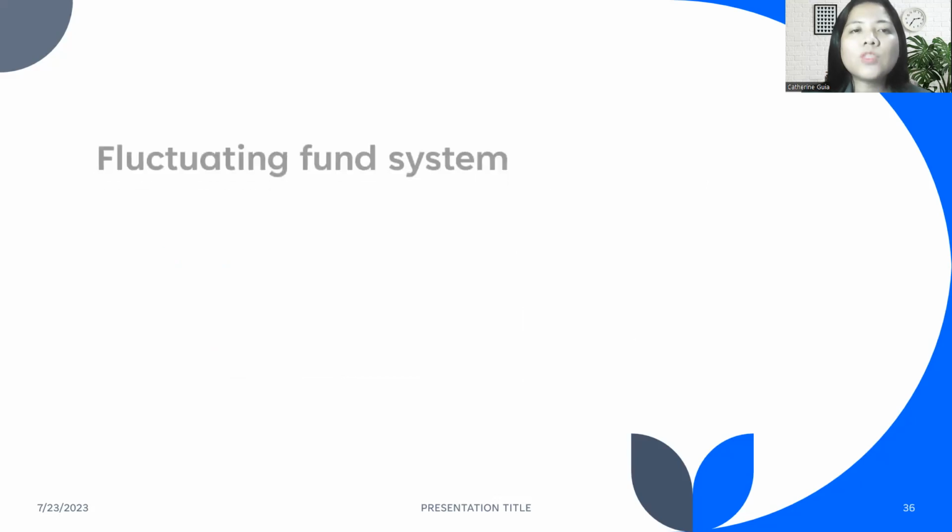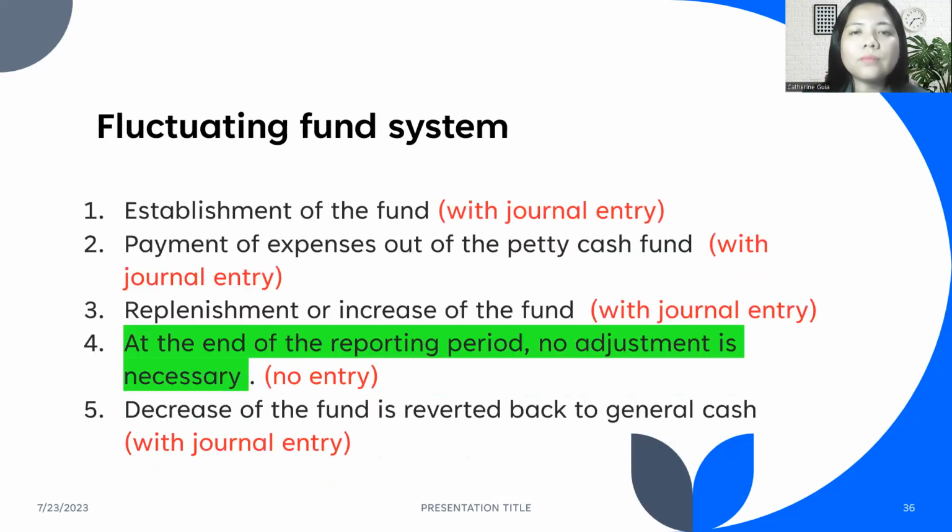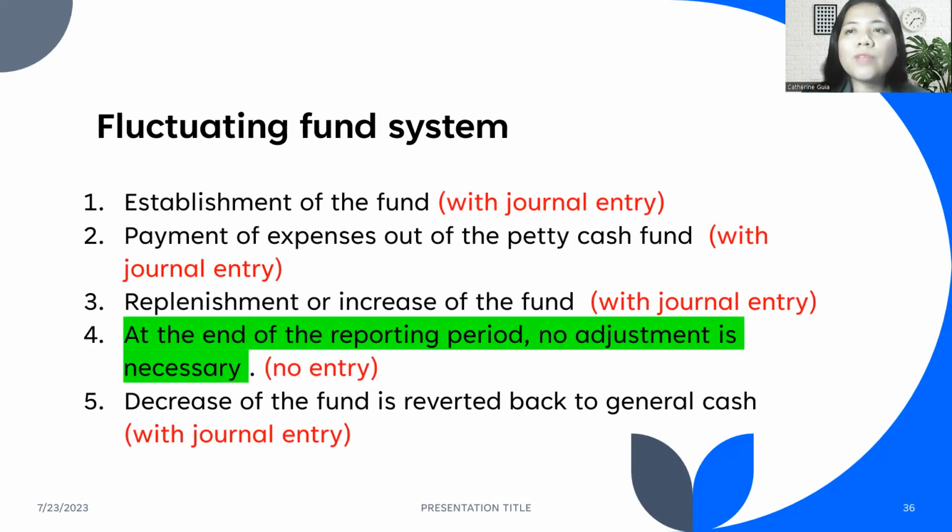So how about the fluctuating fund system? Okay, so same scenario, same transactions. So how does it differ from imprest fund? Okay, in your payment of expenses for number two out of the petty cash fund, under imprest system, there is no journal entry. But in fluctuating, there is a journal entry in which you will record the actual expenses out of the petty cash fund.